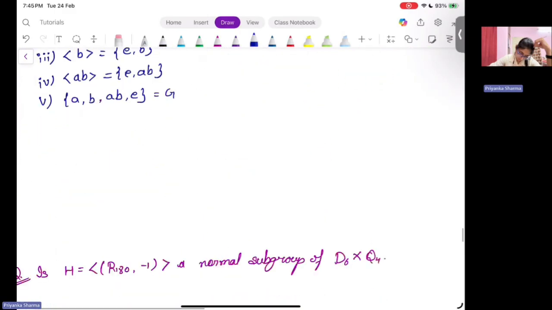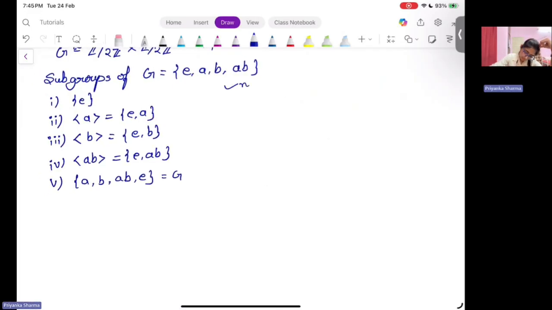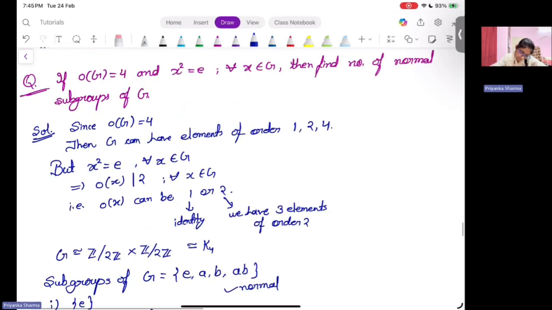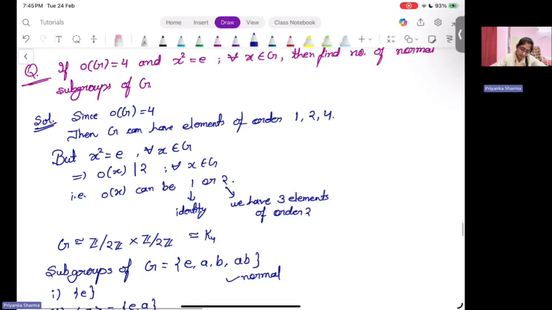Now, which one is normal, which one is not? This is normal and this is normal, because these two possibilities of subgroups, the identity one and the group itself, are always normal. Now, what about the others? The group is abelian.